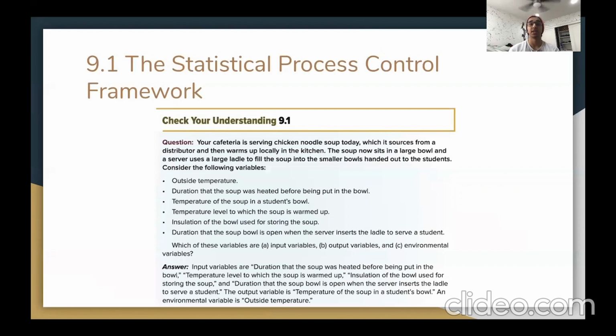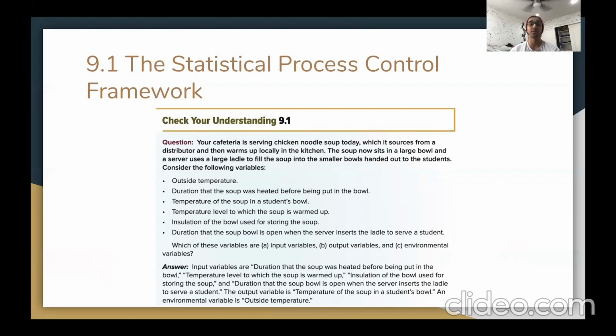So let's check our understanding. The cafeteria is serving chicken noodle soup today, which it sources from a distributor and then warms up locally in the kitchen. The soup now sits in a large bowl, and a server uses a large ladle to fill up the soup into smaller bowls handed out to the students.